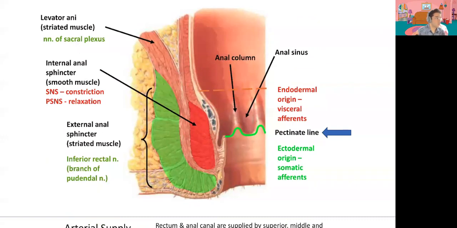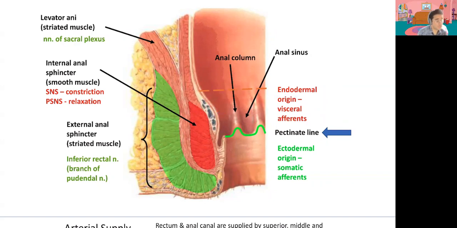Okay, now you've actually spent some time in the ER module actually learning a little bit about this, I believe. So what you need to know is that anything above the pectinate line, anything below the pectinate line, you guys just need to remember endodermal, right? Visceral afferent, right? If they have any sort of, let's say, hernias or ulcers above the pectinate line, it's going to be very visceral pain, right? It's very like just tenderness, non-localized.